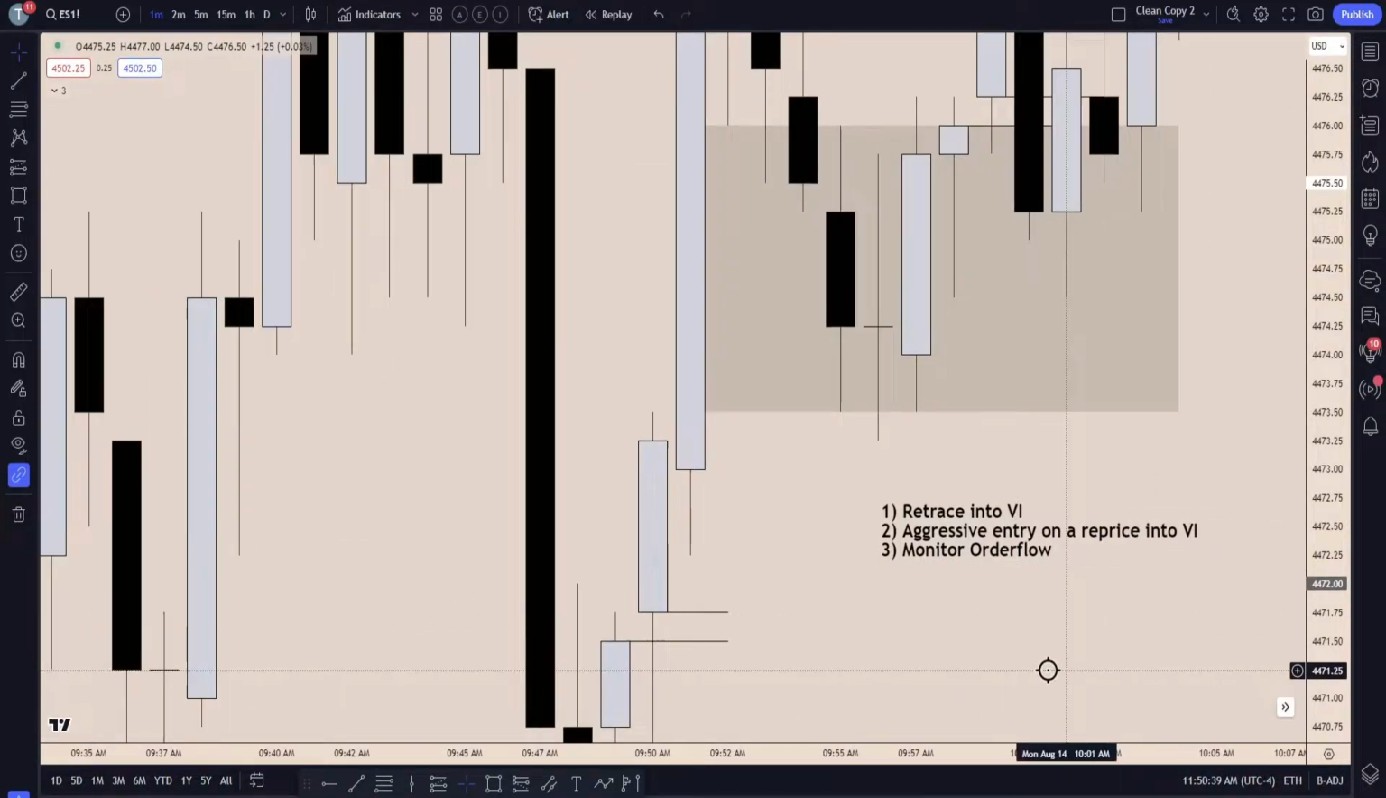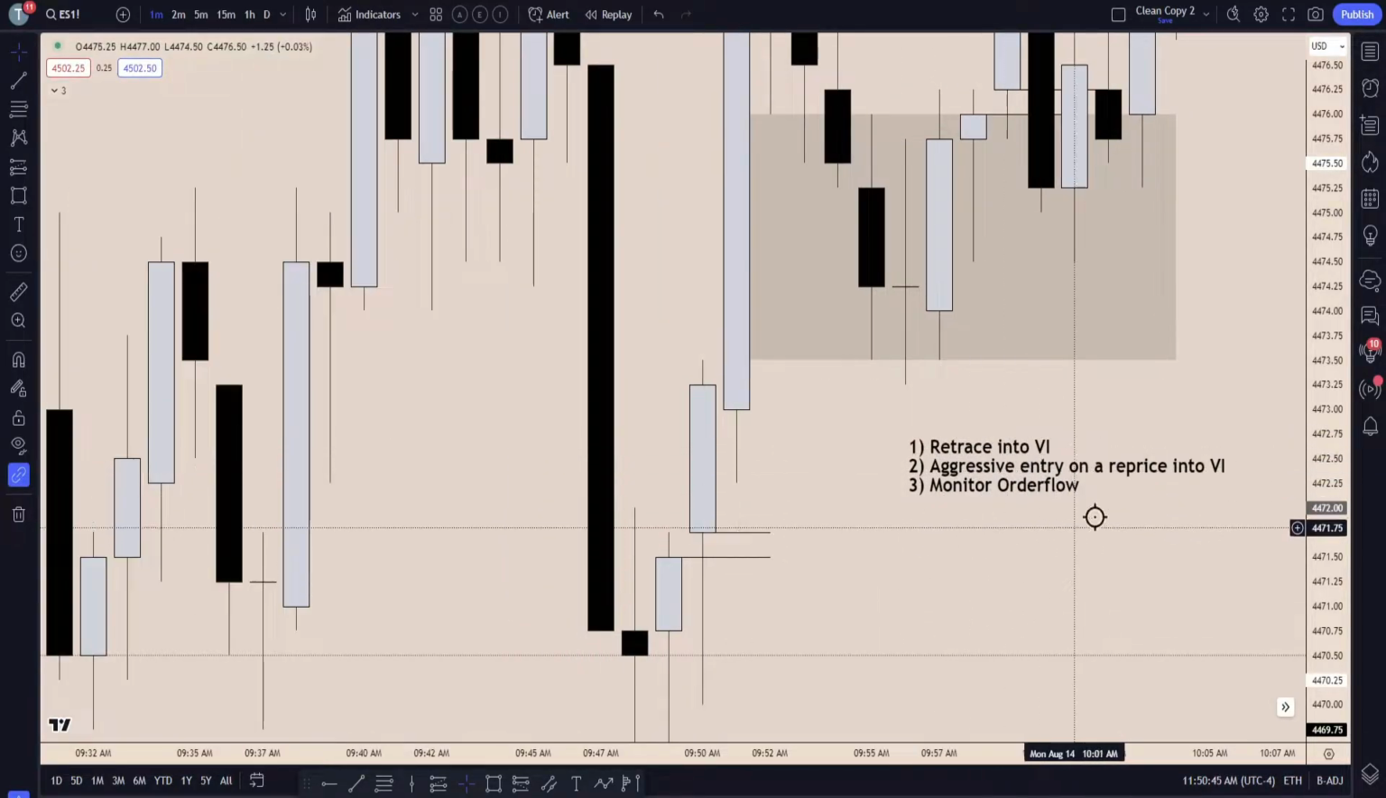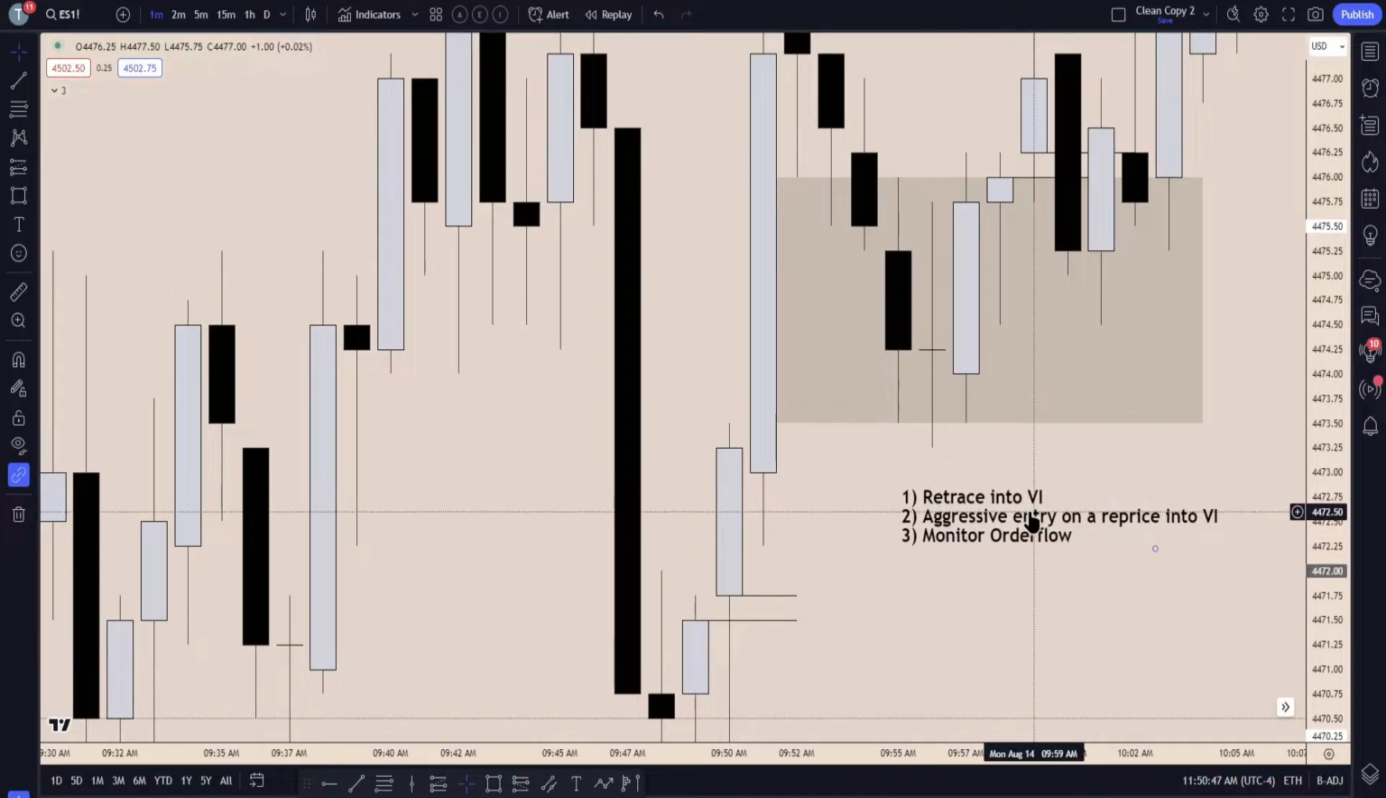So I don't want to get you guys lost here, but retrace into a volume imbalance is one way, right? The aggressive entry, another way. And then the third way that I like to use them is simply to monitor order flow. And I want to point out this example here.